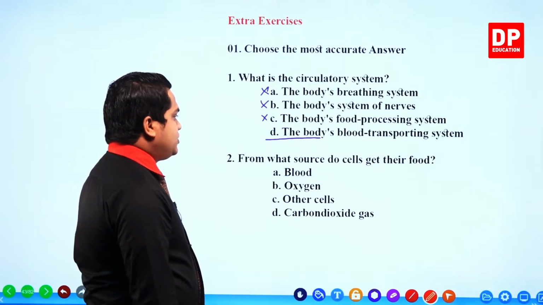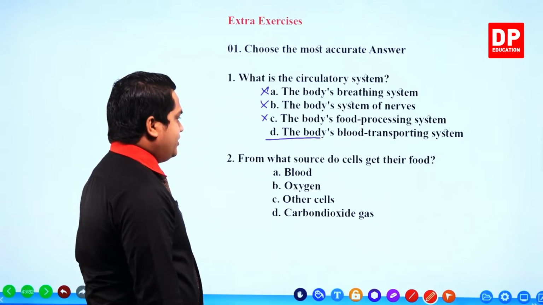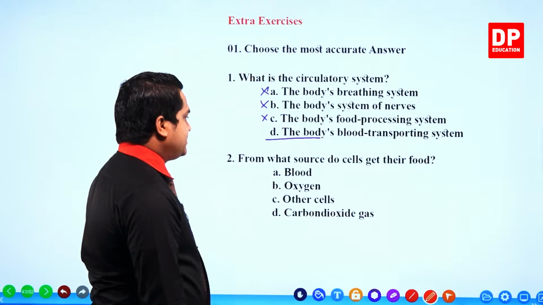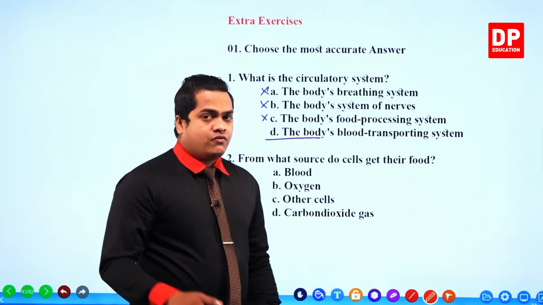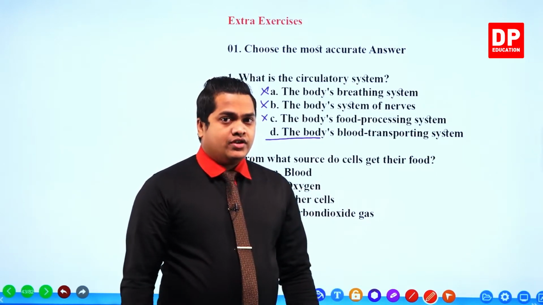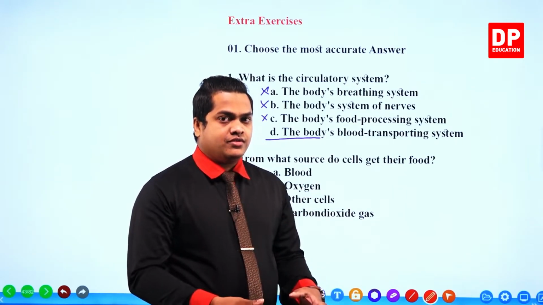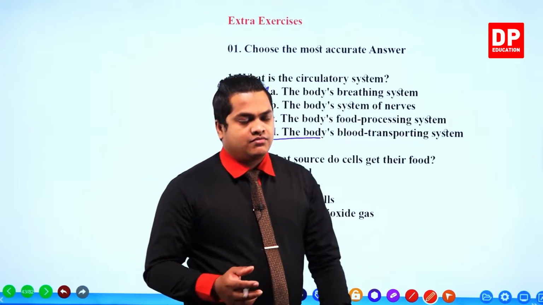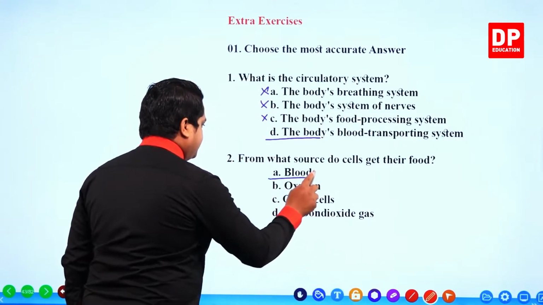Next one. From what source do cells get their food? Blood, oxygen, other cells, carbon dioxide gas. What is the source of receiving their food? Their food means their nutrition. So nutrition is received by the cells through blood. So blood should be the answer.